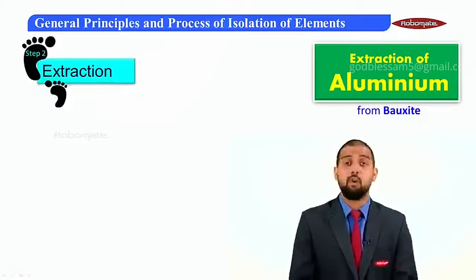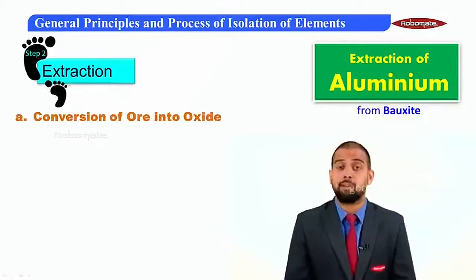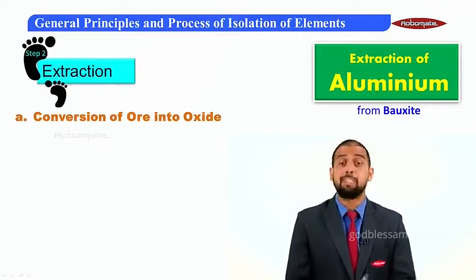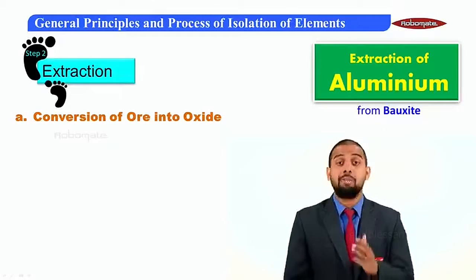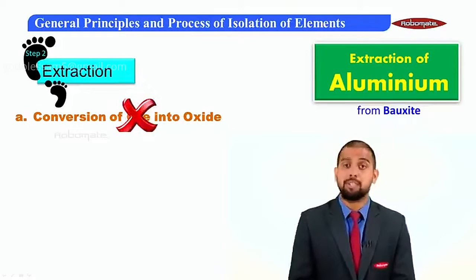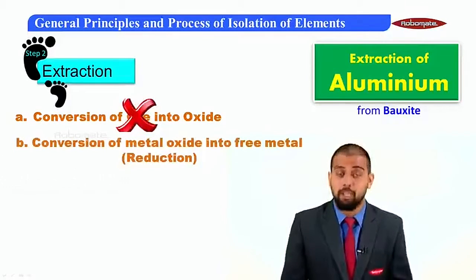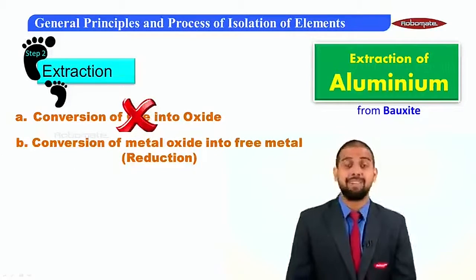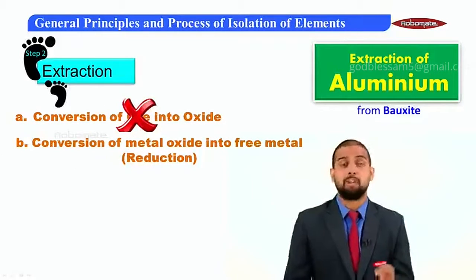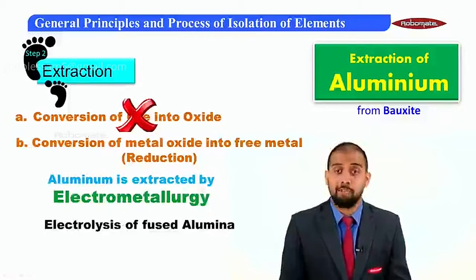extraction. As we know, extraction involves two steps. In the first step, we have to convert a metal compound into a metal oxide. But as you can see, alumina is already in the form of an oxide, hence we can avoid the first step. Going to the second one, converting a metal oxide into a free metal, which can be done by three methods, that is hydrometallurgy, pyrometallurgy and electrometallurgy, and the method that we'll choose over here is electrometallurgy.